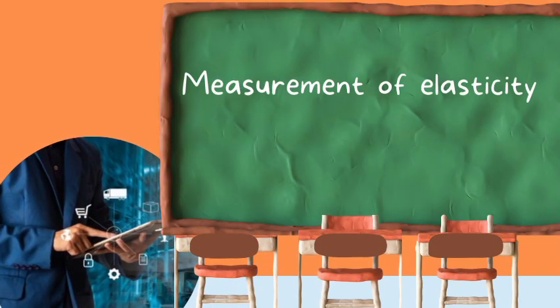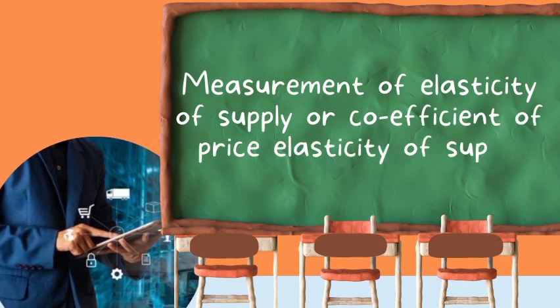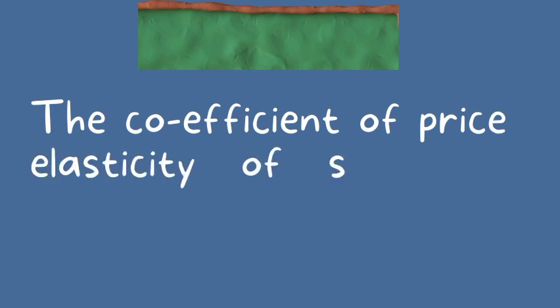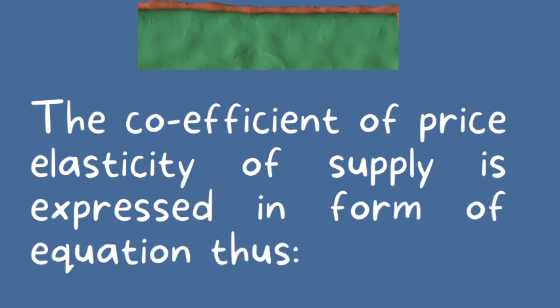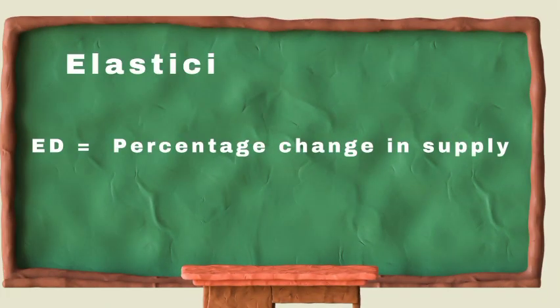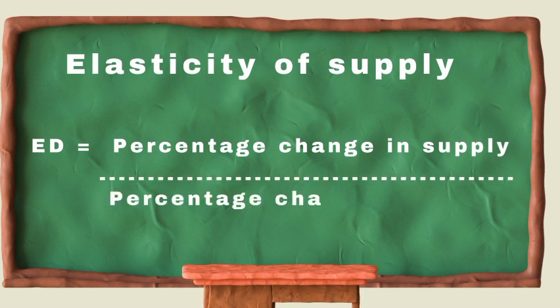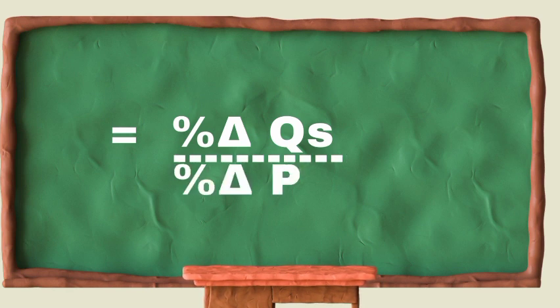Now let's go to the measurement of elasticity of supply, known as the coefficient of price elasticity of supply. The coefficient of price elasticity of supply is expressed in the form of the equation you see, that is, percentage change in supply over percentage change in price. This is the formula for elasticity of supply. So we're going to take two examples on this.